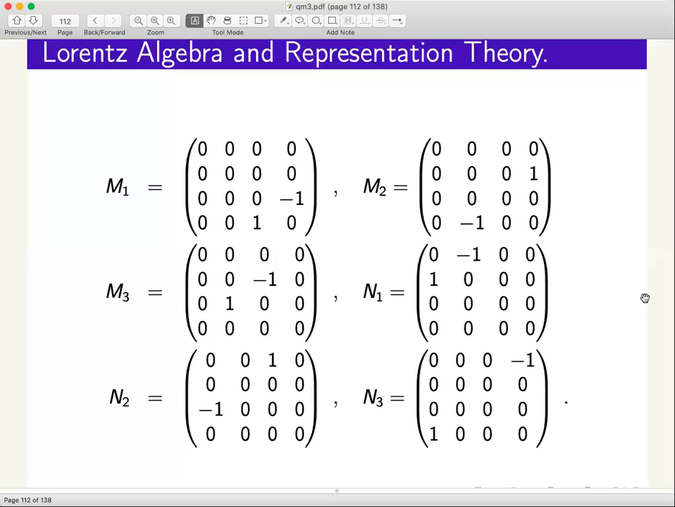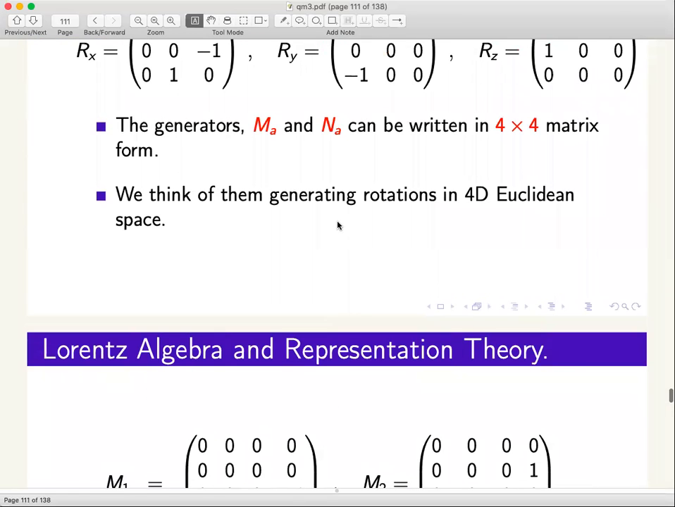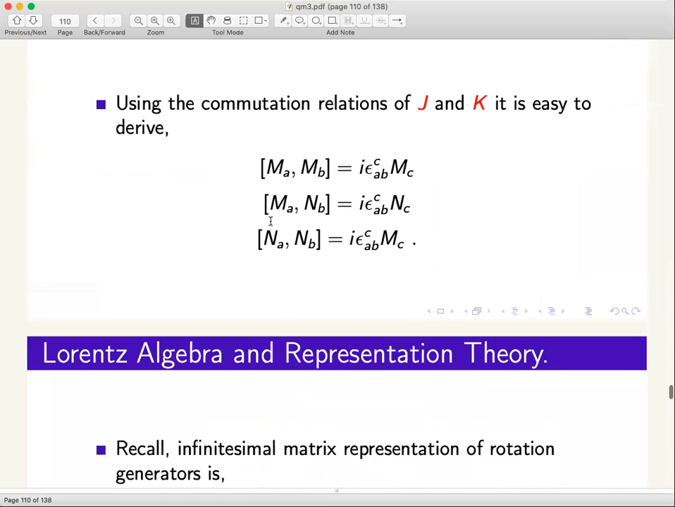Ordered pair of half integral, positive half integral numbers. Okay, those are the representations. The correct basis to see rotation symmetry in 4 dimensions is the M and N basis, whose Lie algebra looks complicated. It looks like this, but its representation theory is no different from the representation theory of J and K. Therefore, the 4-dimensional rotation group representation theory is just 2 copies of SU2 algebra.